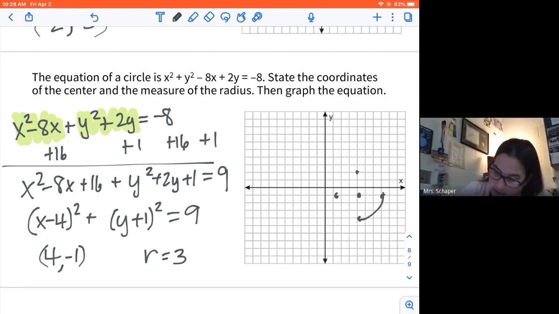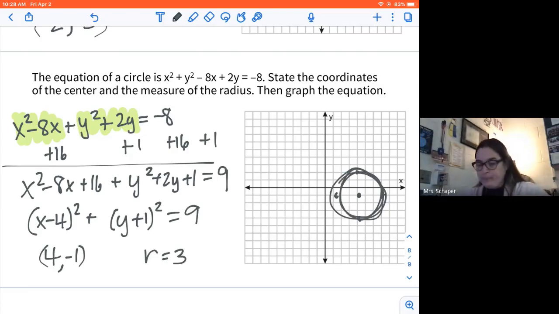Okay, and then I can make my circle around. Takes me a little bit sometimes to draw it. There we go, just like that.